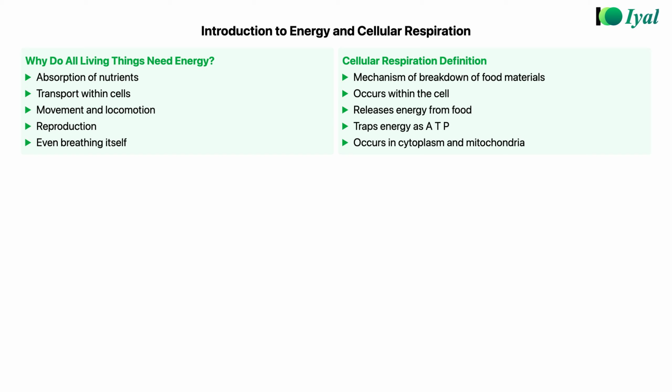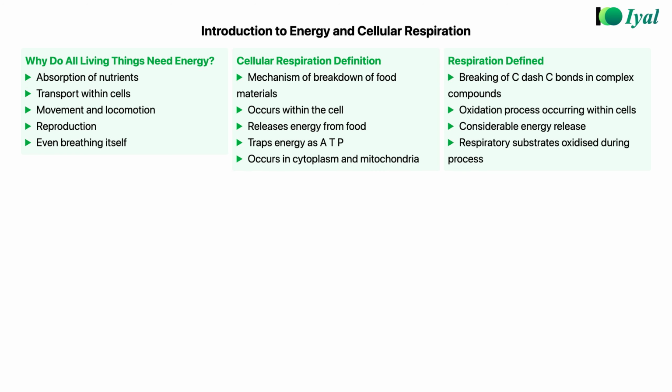So cellular respiration basically means this. Inside your cells, food molecules are broken down step by step. During this breakdown, energy is released. But here's the clever part. Cells don't just waste this energy as heat. No. They capture it, they trap it, they store it in a molecule called ATP, adenosine triphosphate. This happens in the cytoplasm and in mitochondria. The mitochondria is like the powerhouse, making ATP.